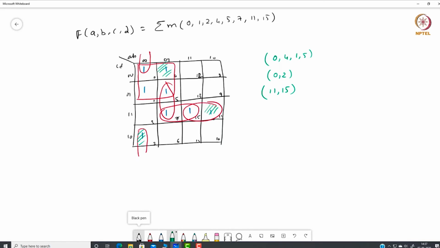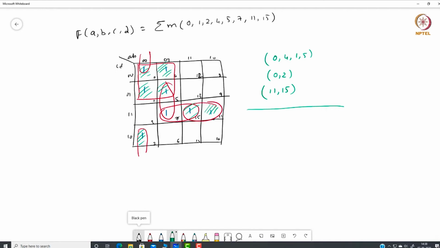Now if we see the terms which are covered by these essential prime implicants, all these four terms are covered, these two terms are covered, and this is covered. So what remains uncovered is minterm 7. So minterm 7 is the remaining minterm, so that means we have to choose.